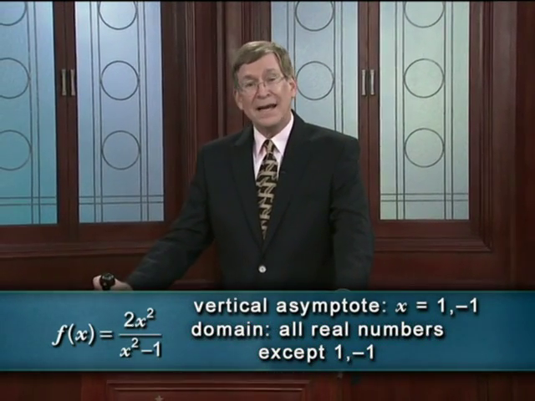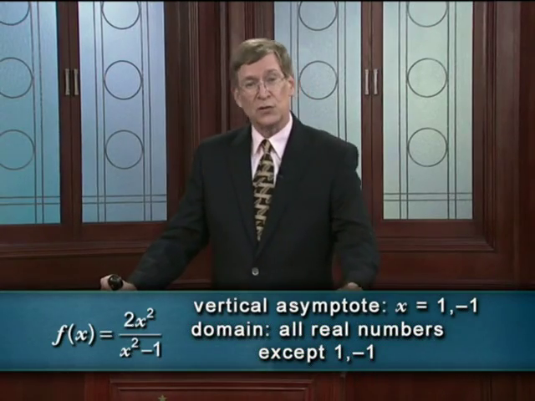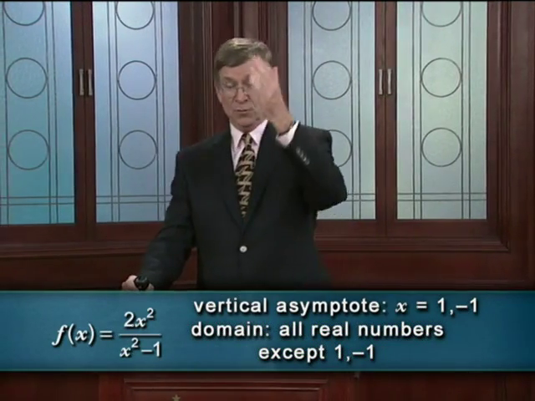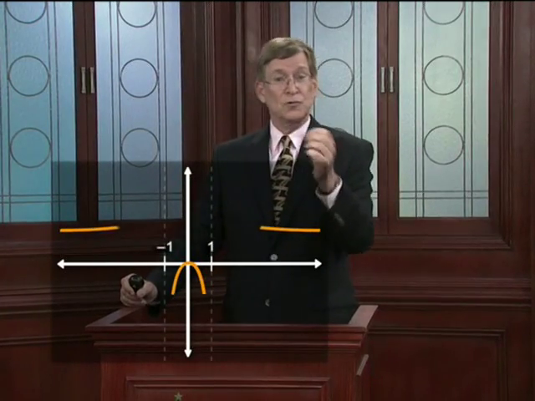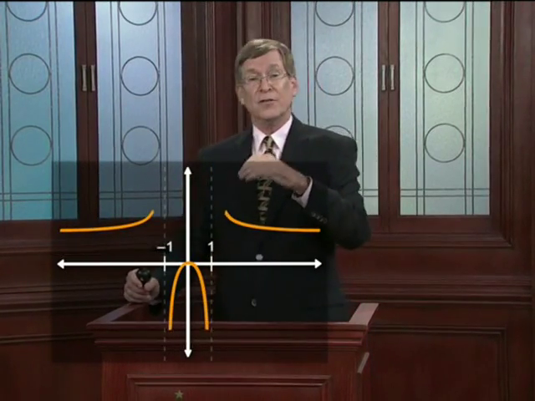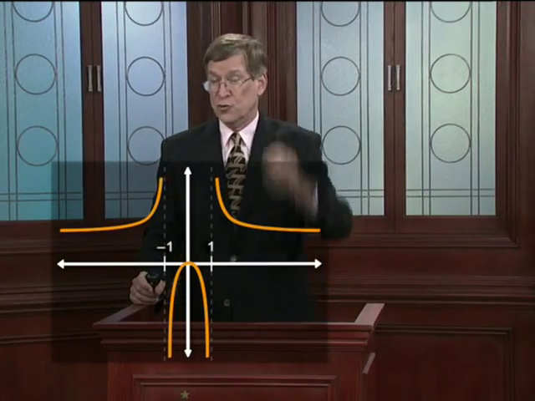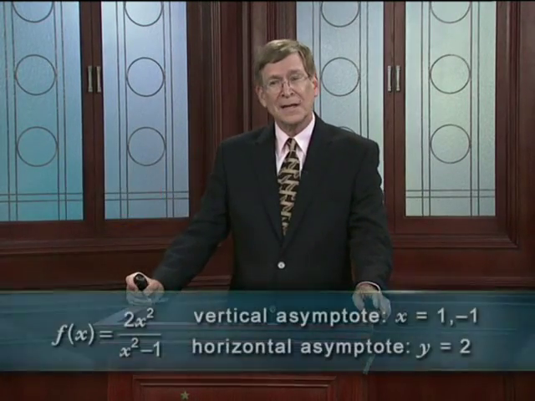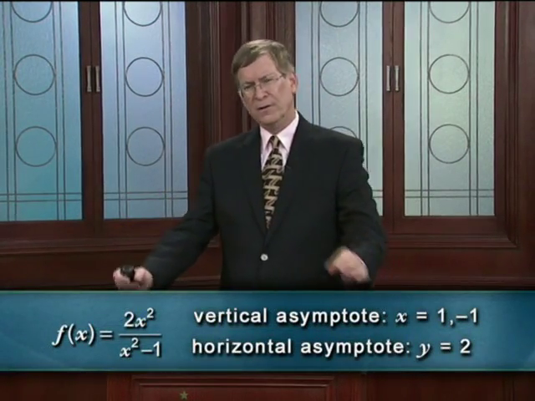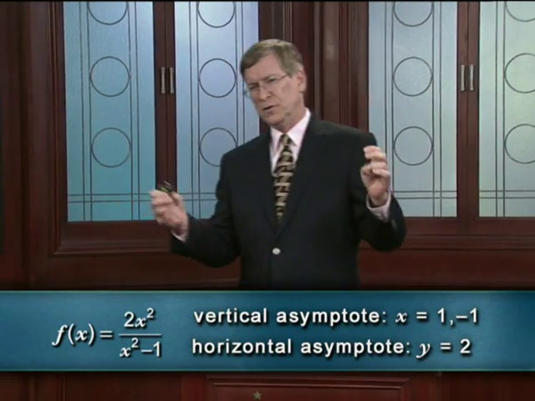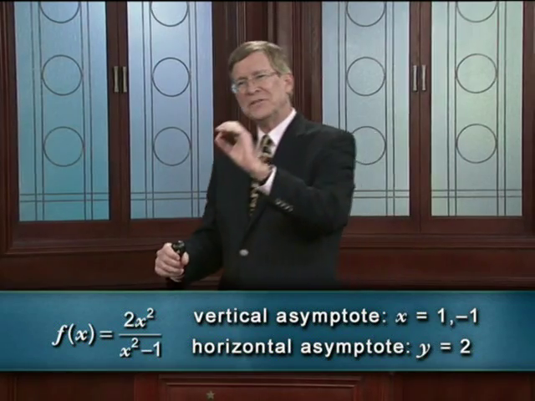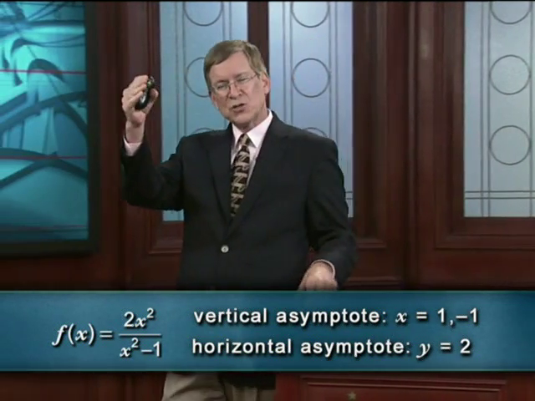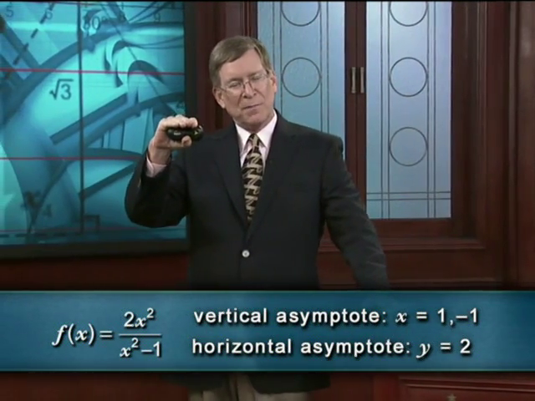And in fact, x equals 1 and x equals minus 1 are vertical asymptotes. As x gets closer and closer to 1 or closer and closer to minus 1, the function gets very, very large or very, very small. And furthermore, there's a horizontal asymptote at y equals 2. Here's how you can see that. It's 2x squared divided by x squared minus 1.